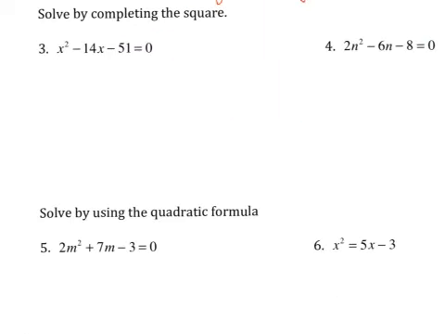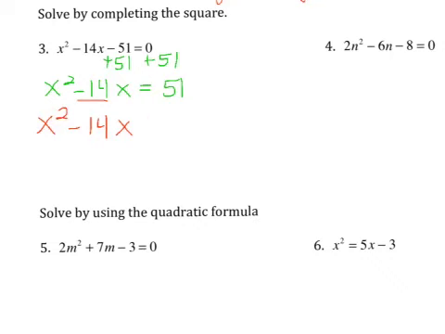Now we will review solving by completing the square. So the first thing we want to do is take our last term and add it over to the other side. So we have x squared minus 14x equals 51. Now we take the middle term and we divide by 2 and square it. So 14 divided by 2 is 7. 7 squared is 49. So I'm going to take a 49 and add it to both sides of my equation.